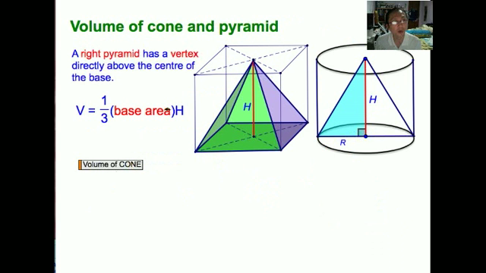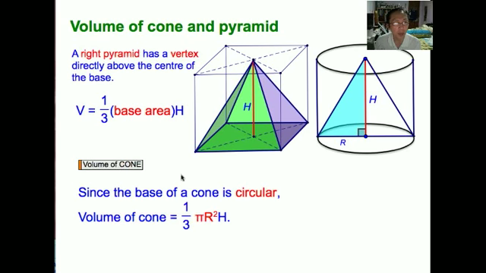We now take a look at the volume of a cone and a pyramid. A right pyramid has a vertex that is directly above the center of the base. And such a pyramid has a volume of 1/3 the base area times the height. A cone is a special pyramid, thus it has the same formula. And since the base of a cone is a circular part, we have 1/3 base area, pi r squared, times the height.